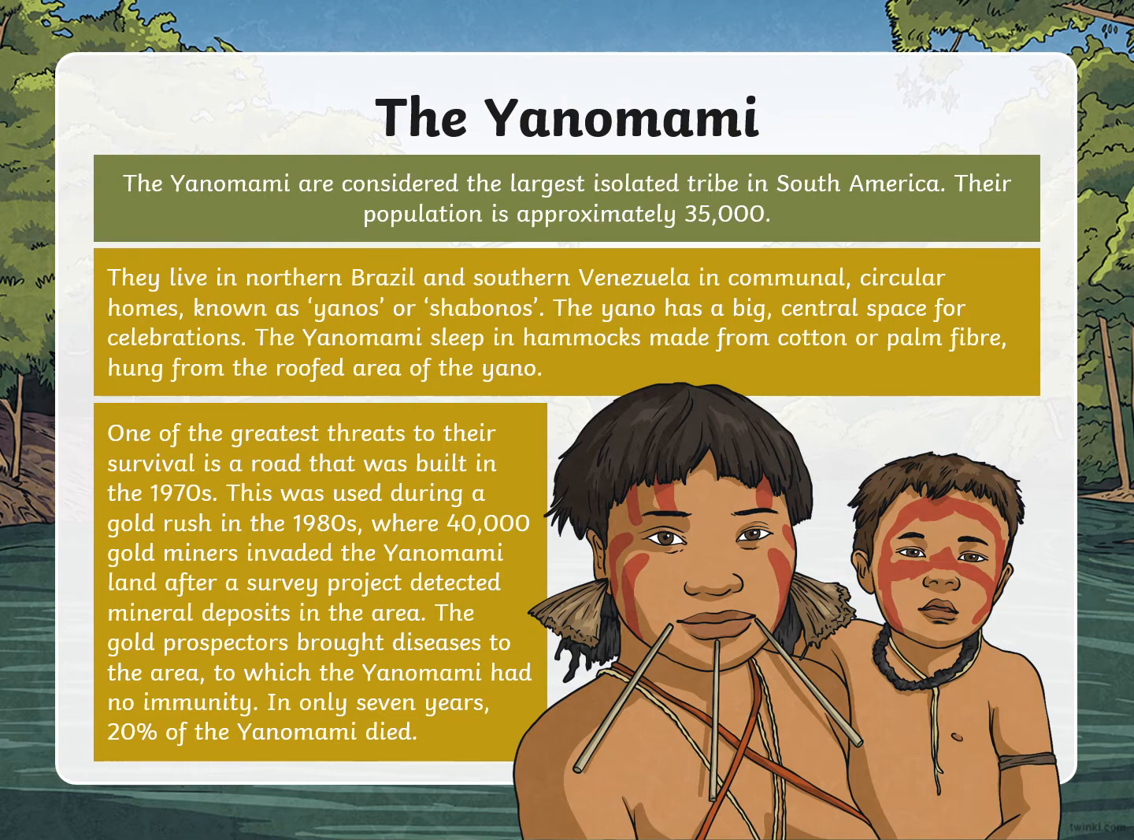The gold prospectors brought diseases to the area to which the Yanomami had no immunity, because they hadn't, unfortunately, been inoculated. They hadn't had their injections and things, because they don't live in the modern world, do they? So in only 7 years, 20% of the Yanomami died.